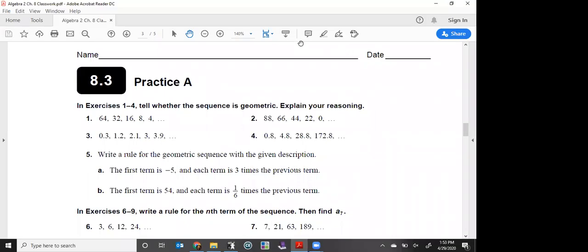Hey guys, this is the start of 8.3. We're looking at geometric sequences. It says determine whether the sequence is geometric.